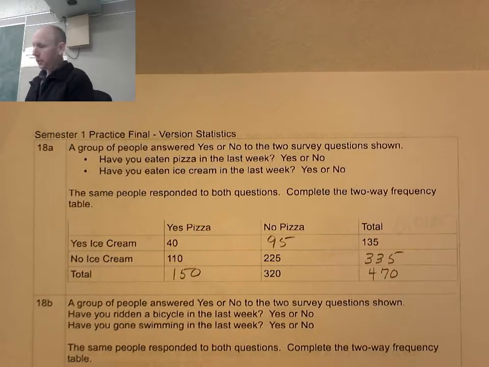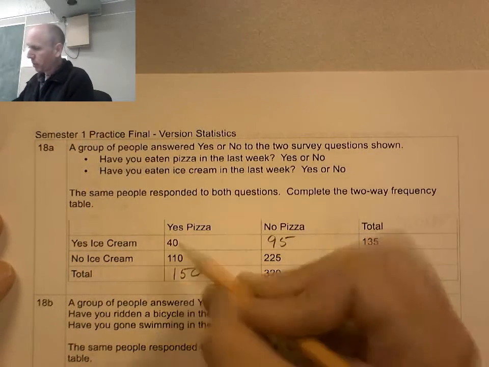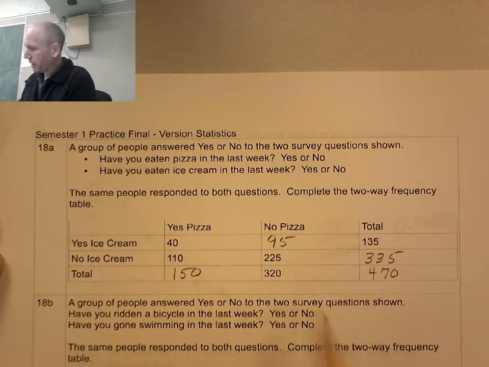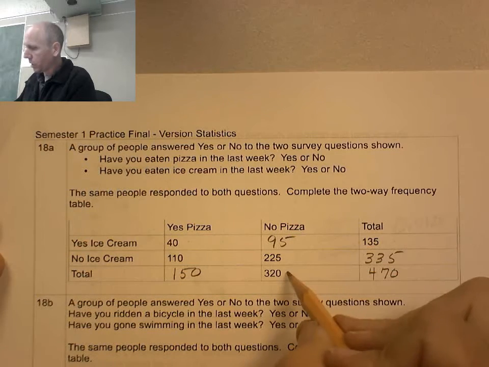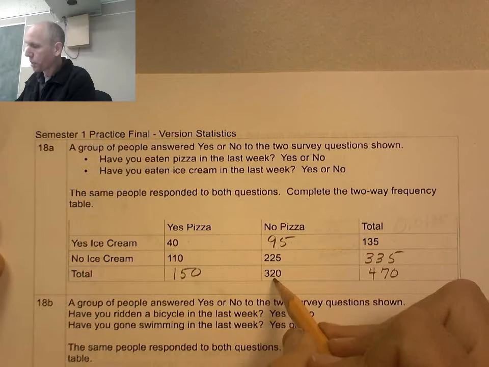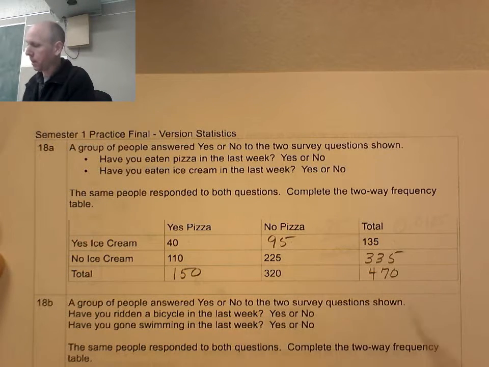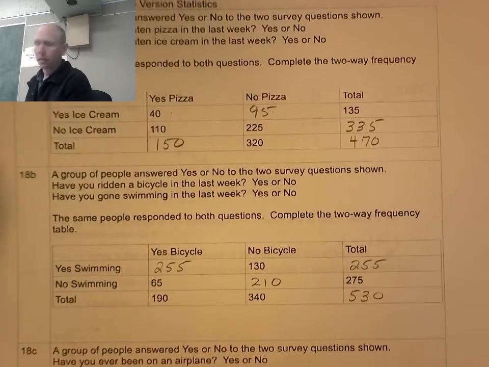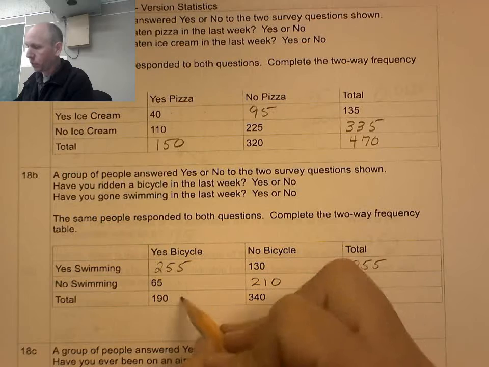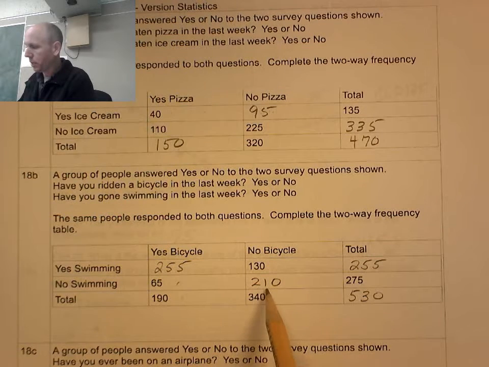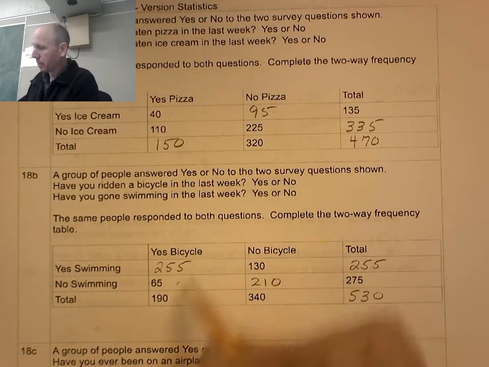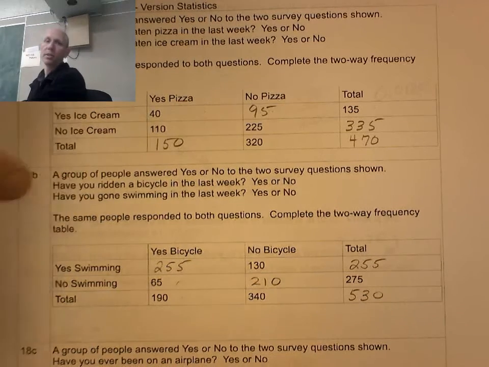Okay, so fill in the table. Remember, this plus this has to equal that. This plus this has to equal that. They all have to add up to these totals up and down. And when you're missing one, like this guy here, you're going to do 320 minus 225, which gives you the 95. Same thing here. 225 plus 65 is 190. 65 plus 210 is 275. Adding up, adding up. Everything has to add up to the totals.